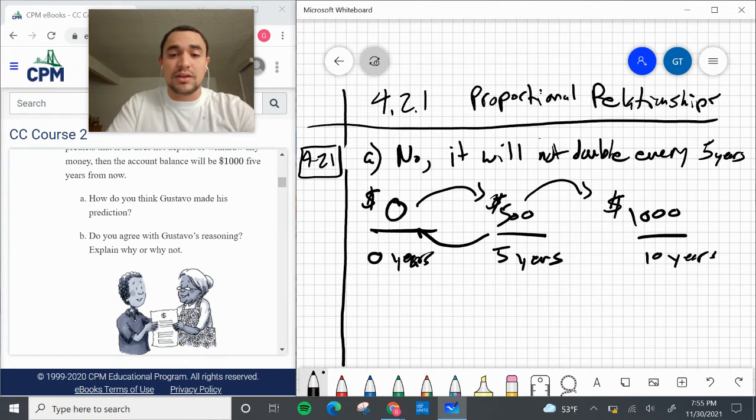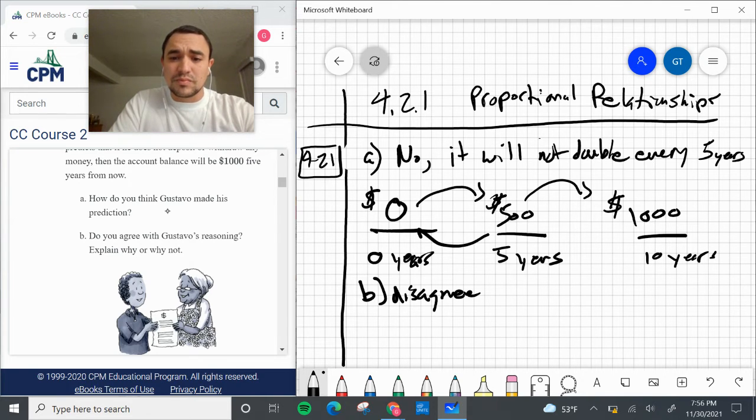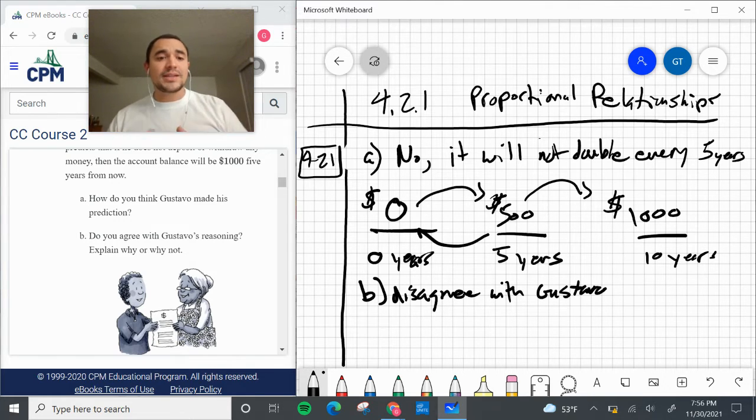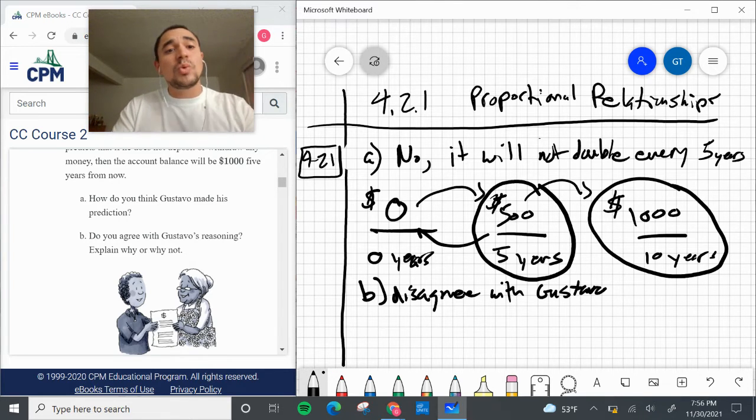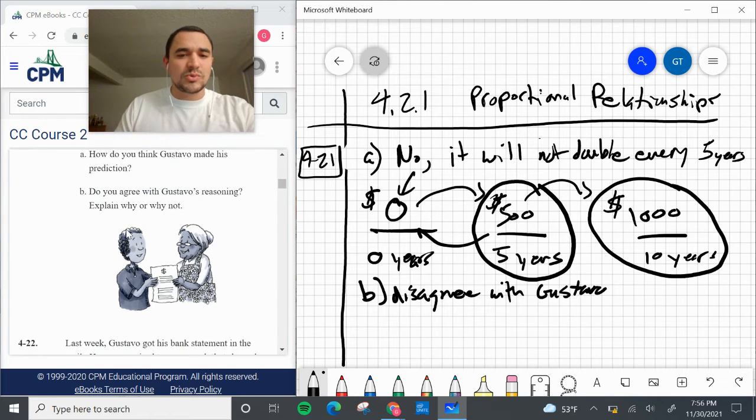So for B, I disagree with Gustavo. The reason why I disagree is because it doesn't make any sense to think that your money is going to double in 5 years if you had $500 in 5 years. To think that it goes to 1,000 in 10 years would have to assume that he started with 0. But we're going to continue on to the next question.